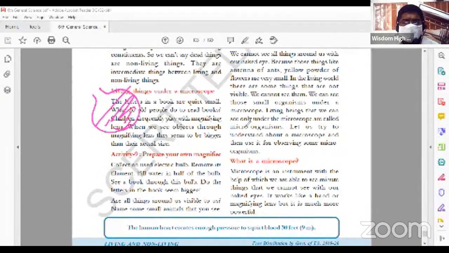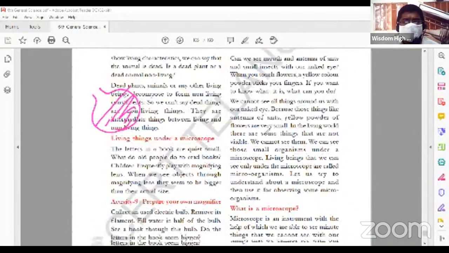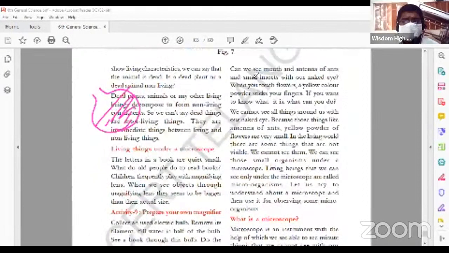Name some small animals that you can see. Children, listen here. Can we see the mouth and antenna of ants and small insects with our naked eye? No, we can't see that.